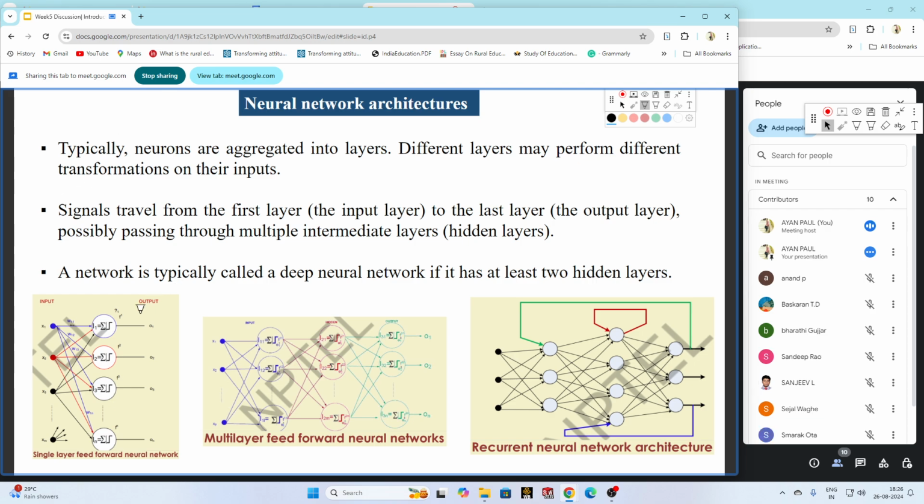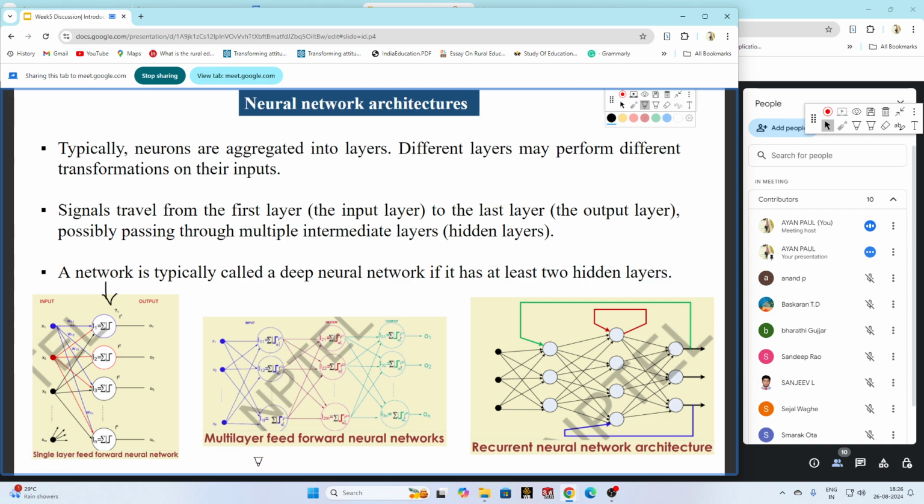Now, here are some types of neural network. This is the single layer feed forward neural network. What does feed forward mean? Feed forward means your information will only travel in the positive, or forward, direction. Single layer feed forward means your neural network will have only one layer. Like here, you can see we have only one layer of neurons, so this is known as a single layer feed forward neural network.